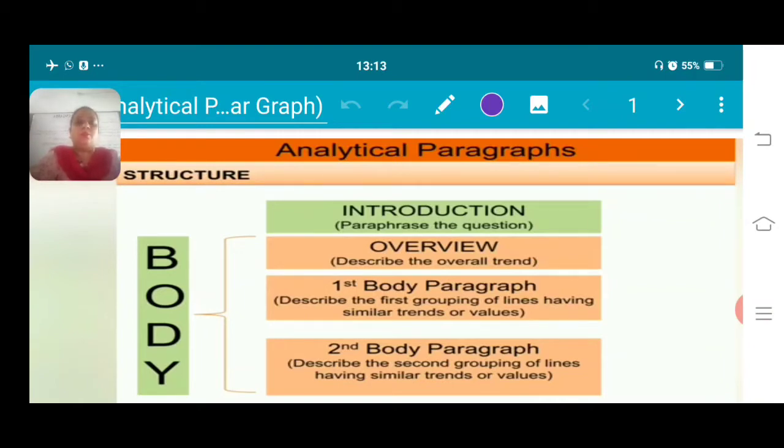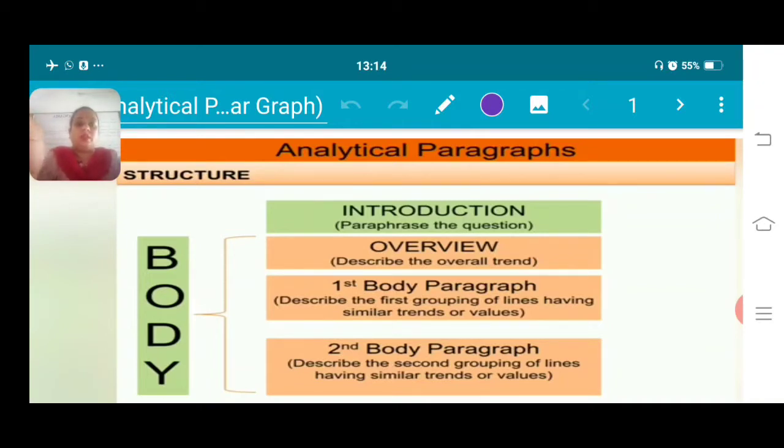The first paragraph would be of introduction. There you have to paraphrase the question itself in 3 to 4 lines. Next one would be overview, and there you have to describe the overall trend in all the parts of the graph, what is going on here, what is the increase, what is the decrease, and the comparison also.